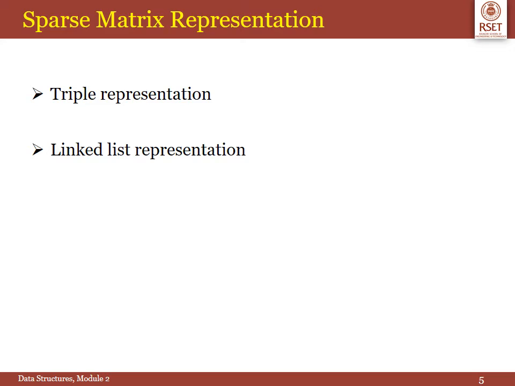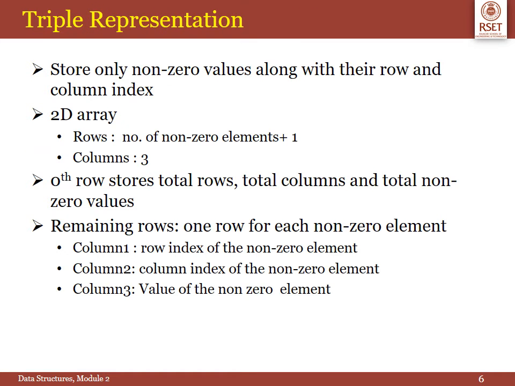So we found that a sparse matrix, if represented in the normal 2D manner, causes wastage of space. So you need some efficient method to represent them. There are mainly two methods: triple representation or array representation, and linked list representation. In the triple representation, we store only the non-zero values along with their row number and column number. We use a two-dimensional array with 3 columns, and the number of rows in the array will be the number of non-zero elements plus 1.